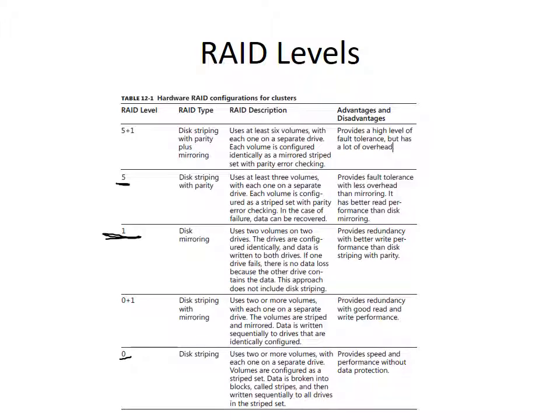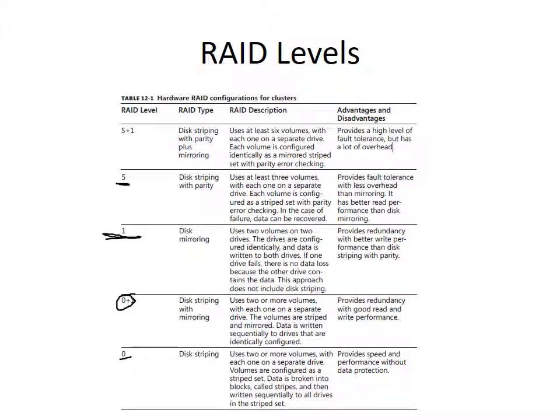You can also configure RAID levels so that you have sort of a nested RAID. So in this case, we've got 0 plus 1, which is disk striping with mirroring, which requires you basically to have 4 disks, and it takes the advantages of RAID 1 and RAID 0 and combines them so that you can have the redundancy of mirroring and the speed of disk striping.